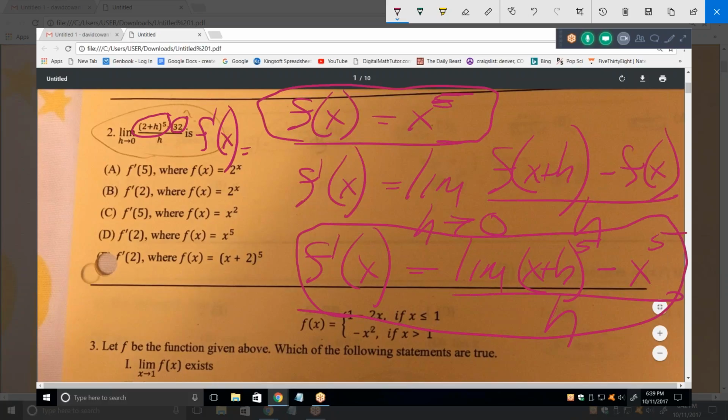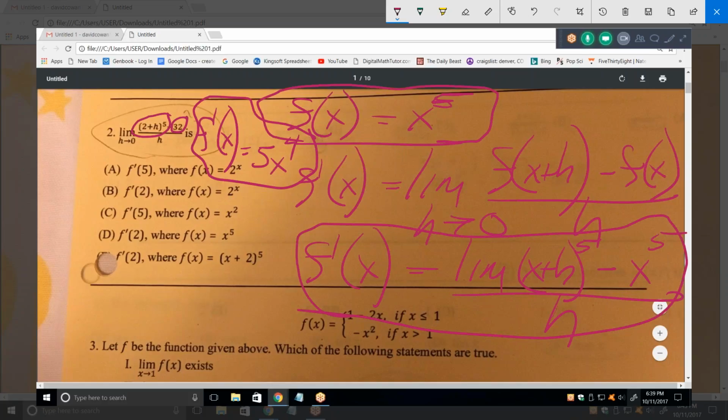It would be 5x to the 4th. That's a true statement, correct? Wait, so would you plug in 2 or would you plug in 5?